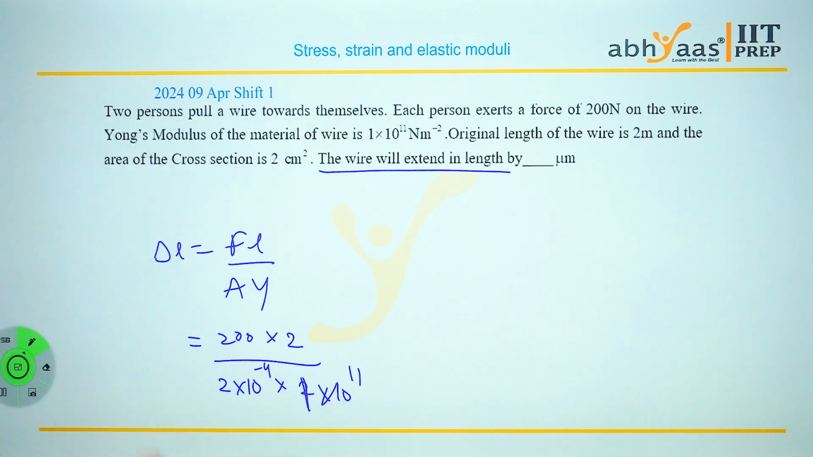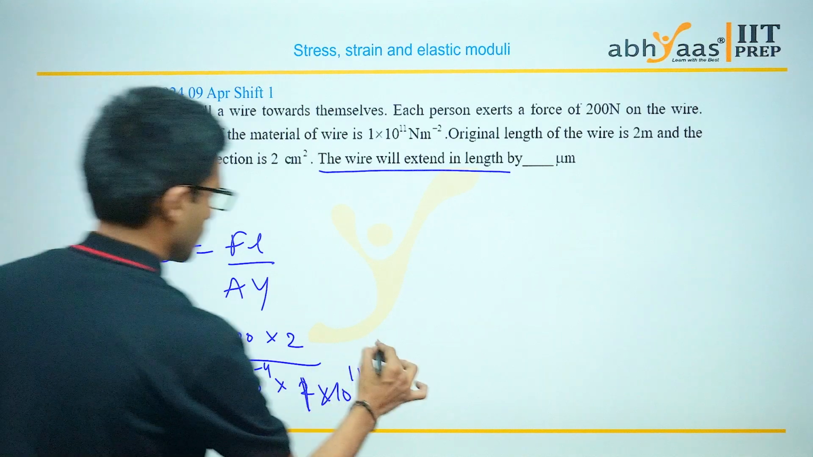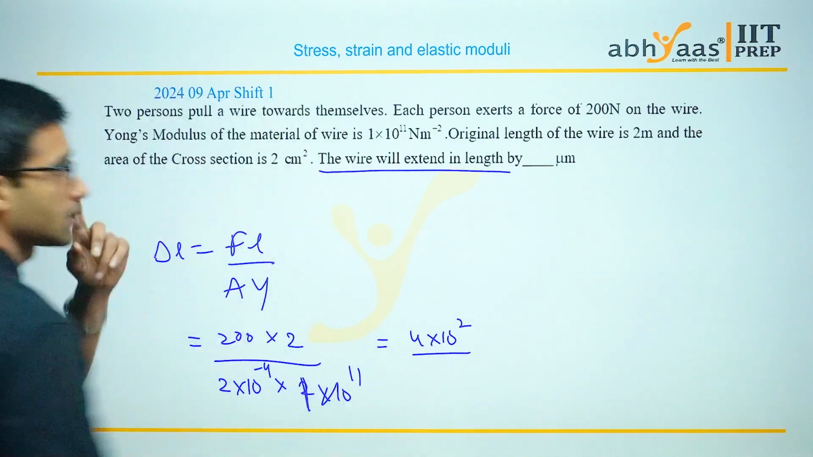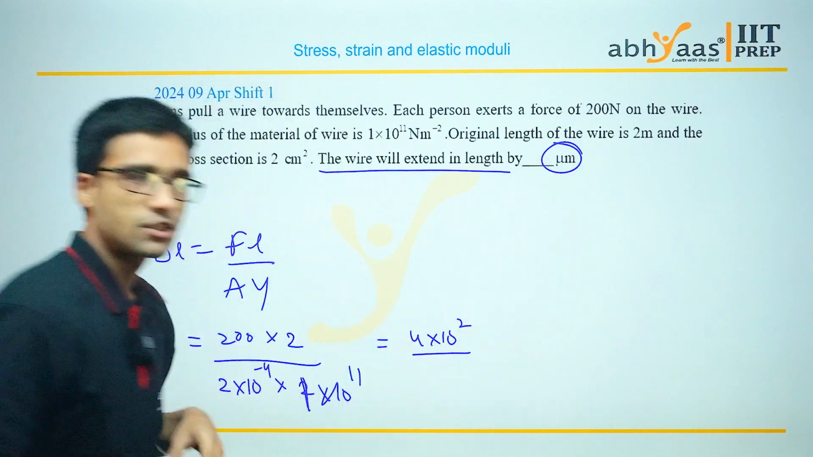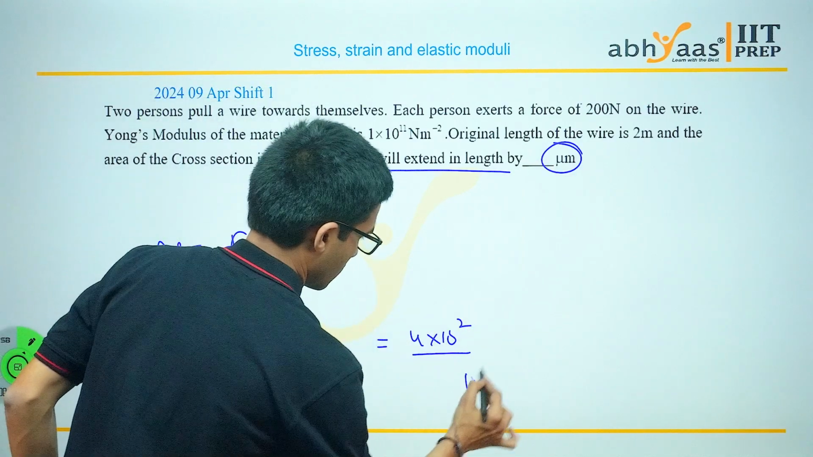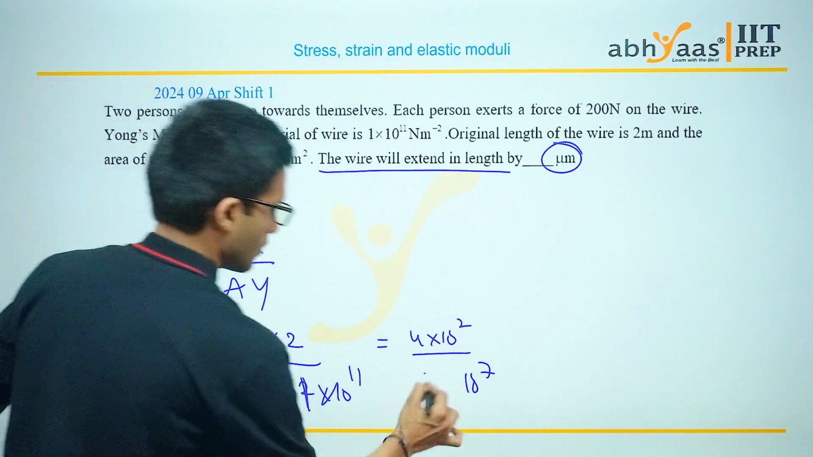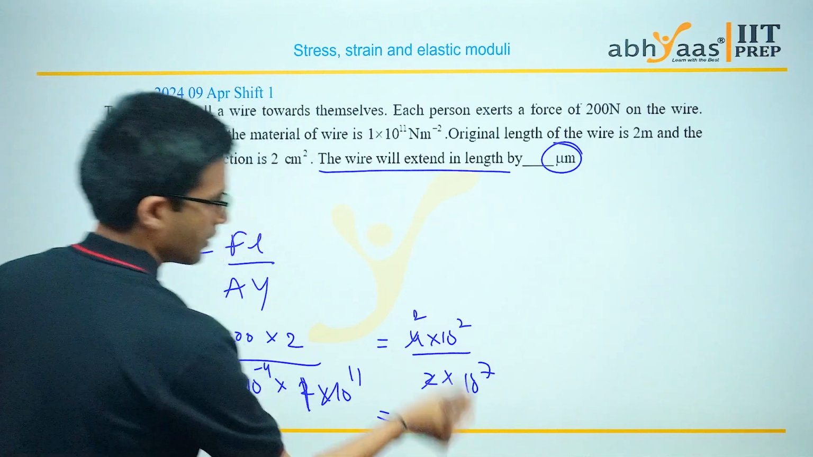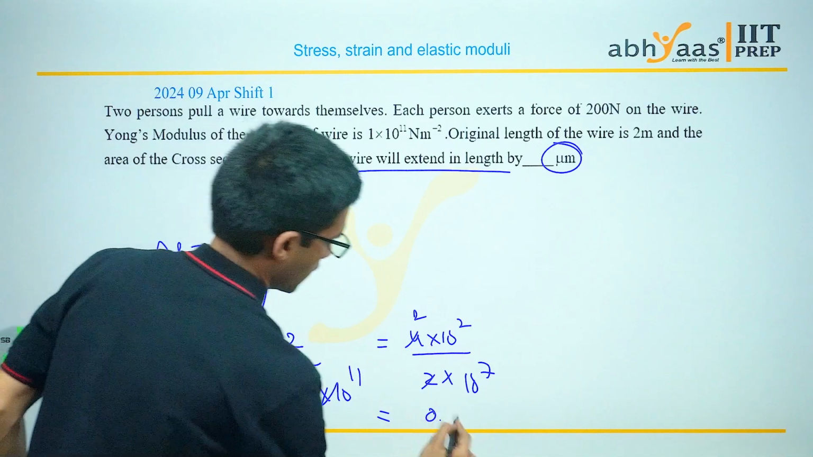So then what happened? Here 400 means 4 into 10 square, I'll write. Finally he is asking for micrometer, that means 10 power minus 6. So you can easily get 10 power 7 here. The 2 cancels. Then 10 power minus 5, that means 0.2.